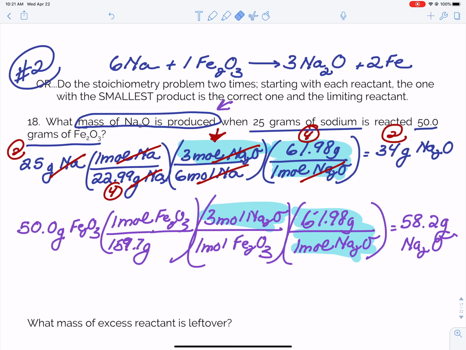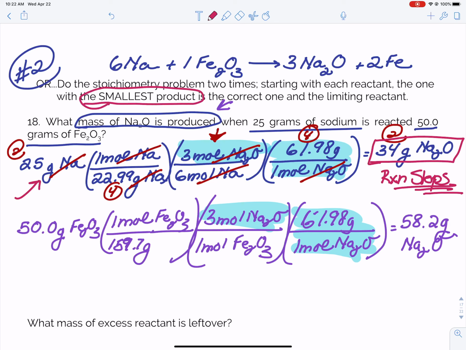Now, remember, the reaction stops when one reactant gets used up. So this says when I use up all of my sodium, I will make 34 grams of Na2O, and the reaction stops. So what does that mean? That means we always choose the lowest number, the smallest product. So 34 is less than 58. So 34 grams of sodium oxide is the most sodium oxide that I can make.